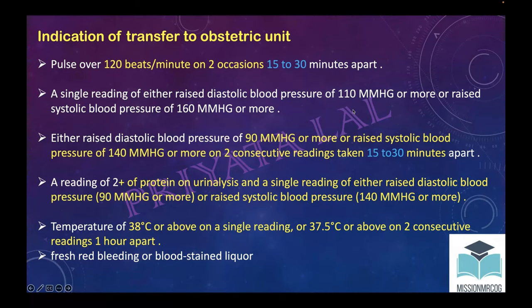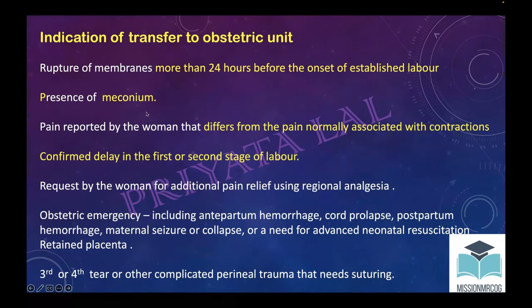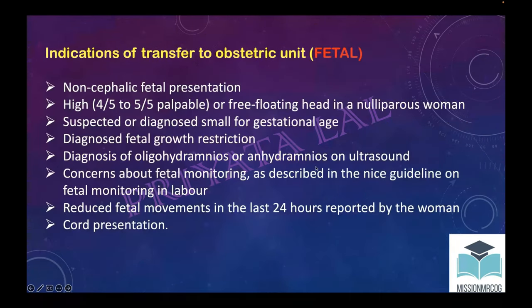Again, this is the same thing. If there has been rupture of membranes for more than 24 hours, presence of meconium, a delay in the first or second stage of labor, a requirement for additional pain relief such as regional analgesia, or an obstetric emergency, then transfer to the obstetric unit would be done. From the fetal side, the indications for transfer are non-cephalic presentation, high fetal head, IUGR, oligohydramnios, concern with the fetal monitoring, and reduced fetal movement in the last 24 hours. So these are the indications for referral.